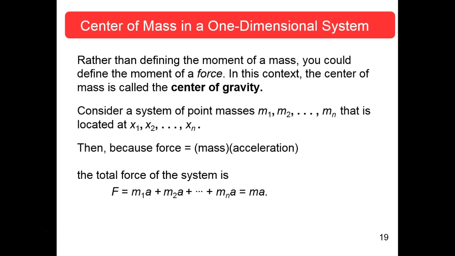Rather than defining the moment of mass, you could define a moment of a force. In this context, the center of mass is called the center of gravity. Consider a system of point masses, M1 up to Mn, located at the positions x1 to xn. Then, because the force is mass times acceleration, the total force on the system is F equal to M1 A plus M2 A plus M3 A. But notice here it's a whole system. So if the system has an acceleration, it's the same throughout, because we're assuming a rigid body system that everything moves along. So the A's are all the same, so it's the sum of all the masses times the acceleration of that body.